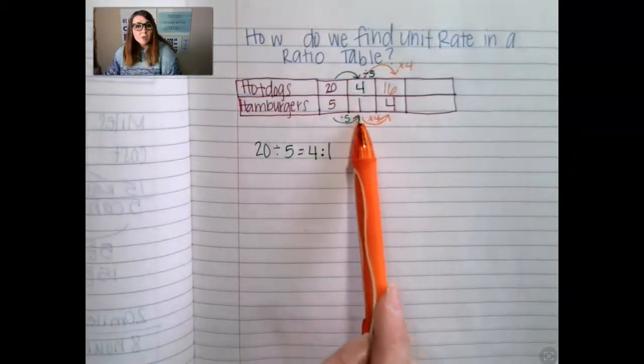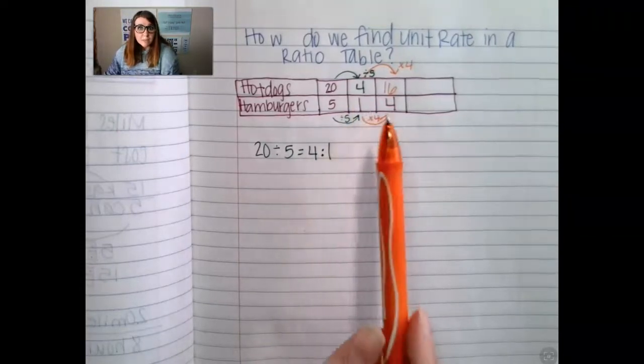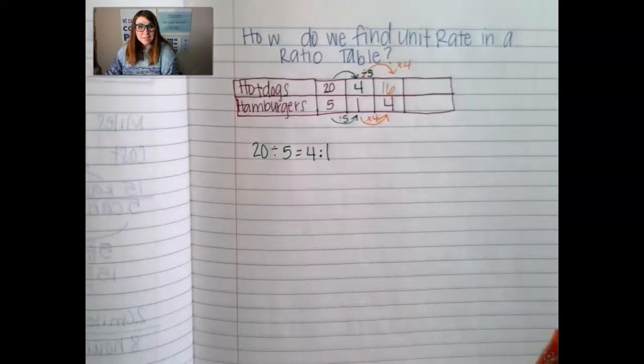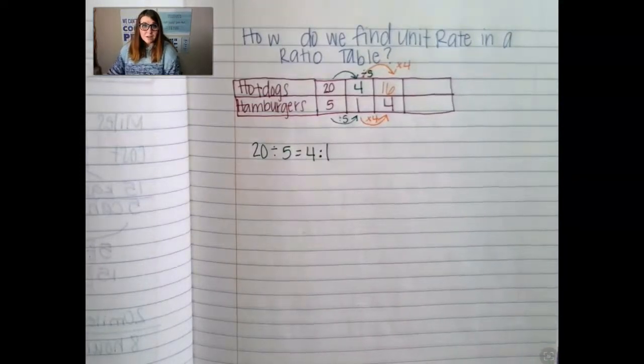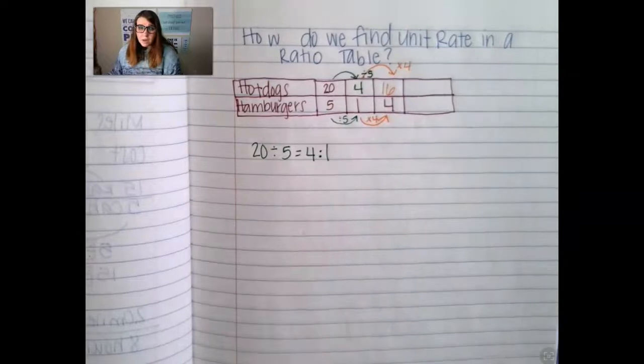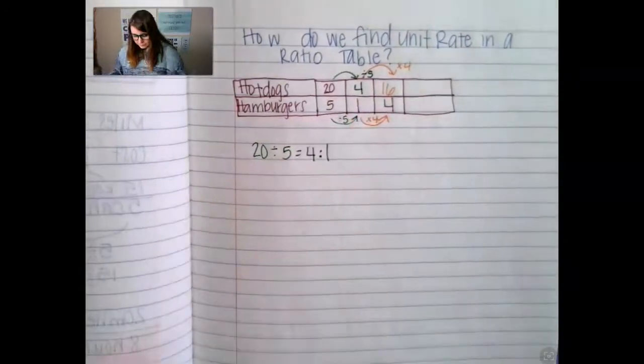So if I now use 4 over 1 as my ratio of how many hot dogs to hamburgers, I can solve any problem because I know the rate. It's really hard to figure out what I multiplied by to get from 5 to 4. I mean, I divided, and that's a weird thing. So we're going to make it easier on ourselves and do 4 to 1.